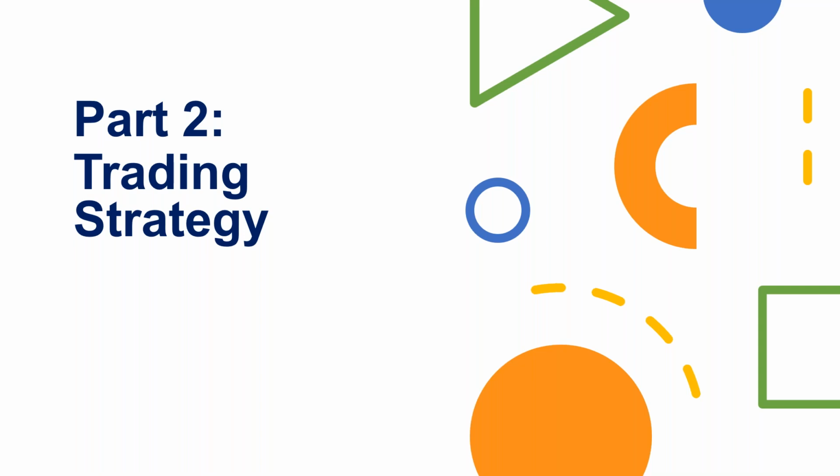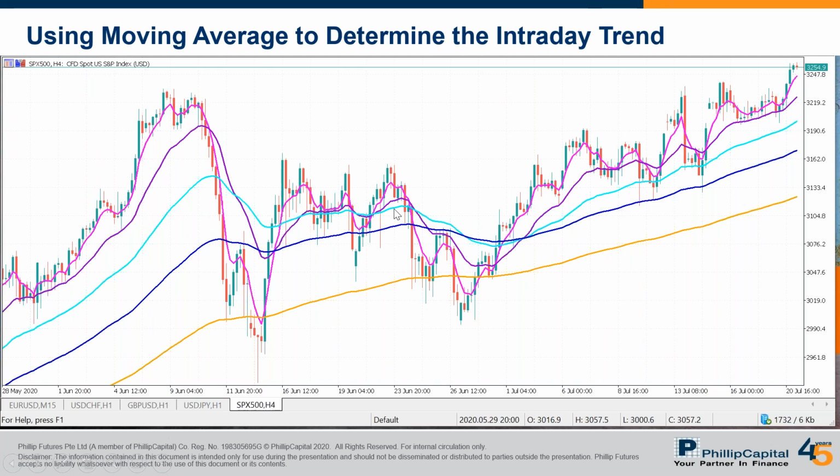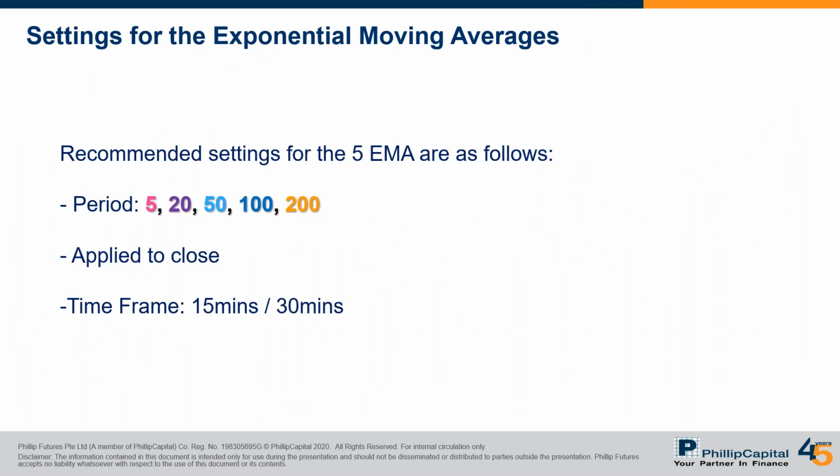The first step for any trading strategy is usually to know what the trend is. The first step is always to look at the trend. How do I identify whether this is going up or going down? We'll be using 5 moving averages to determine the intraday trend. The settings are as follows. In total, you will see 5 different moving average lines on the chart. The periods will be 5, 20, 50, 100, and 200.